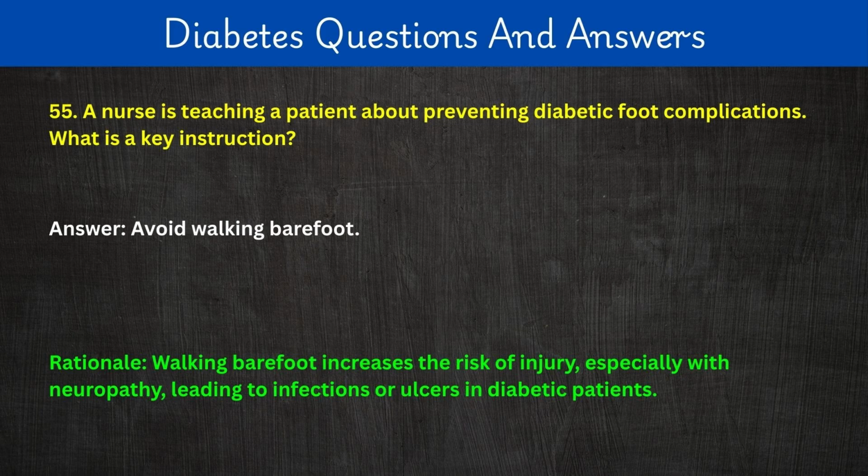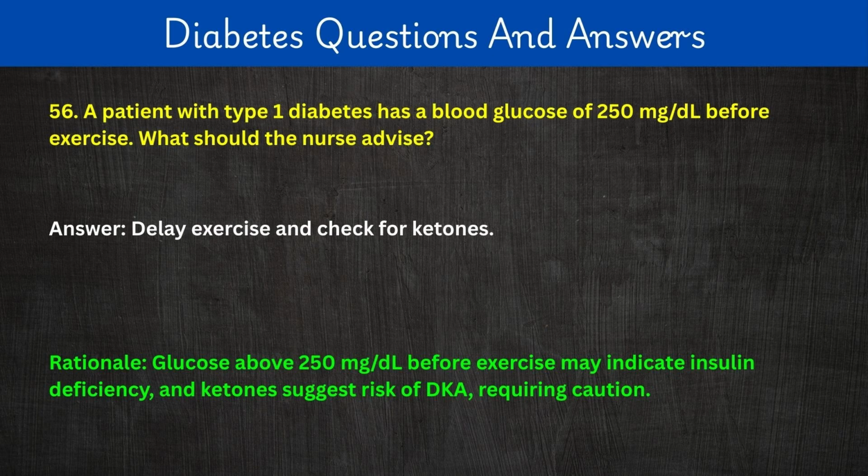55. A nurse is teaching a patient about preventing diabetic foot complications. What is a key instruction? Answer: avoid walking barefoot. Rationale: walking barefoot increases the risk of injury, especially with neuropathy, leading to infections or ulcers in diabetic patients.